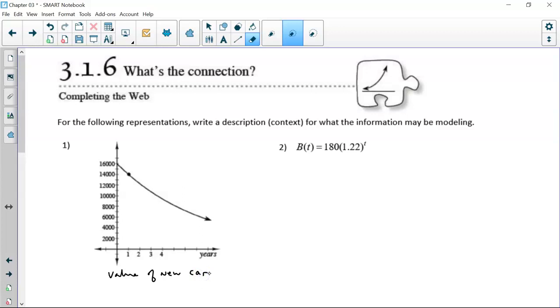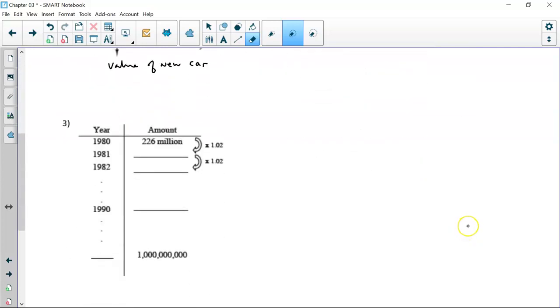For problem number 2, it's growth. So it could be maybe the value of a collectible that's gaining value each year. For number 3, we're starting at a big number like 226 million. It could be like the value of a company as it's increasing each year, or even the population of a country. Just giving some potential context to a problem.